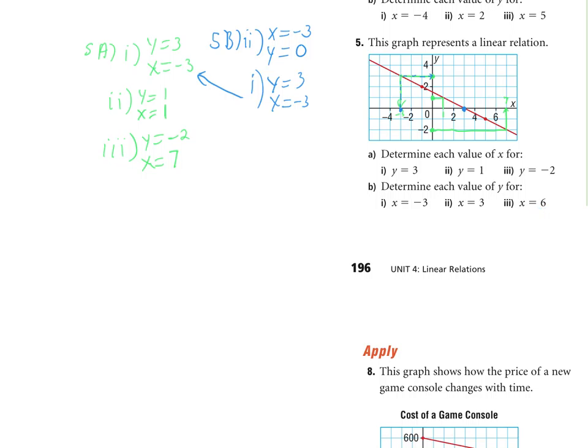Finally, when x is equal to positive 6 right here, I come down to my red line, which is not quite going across to a whole number. So we come across, and we're a little bit below 2, about halfway between 1 and 2. So I can estimate this to be about 1.5. So for 3, when x is equal to 6, y would be equal to negative 1.5. So there we go. So that's number 5 done for us.